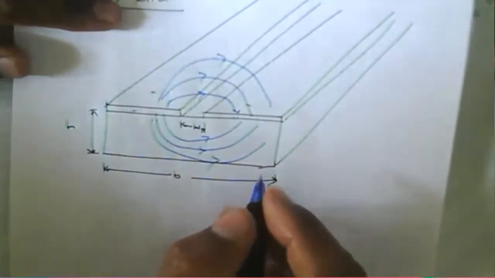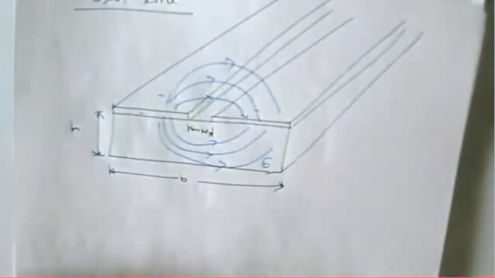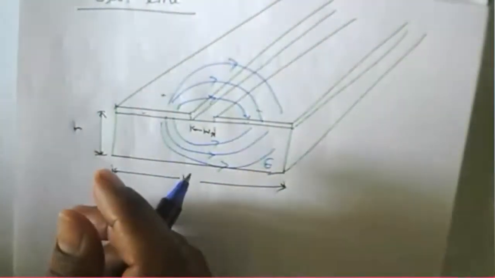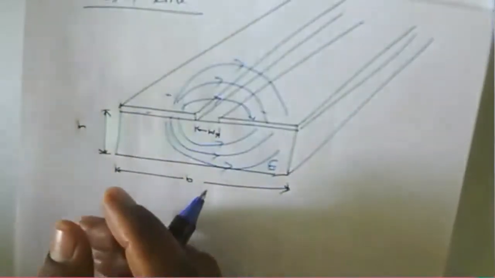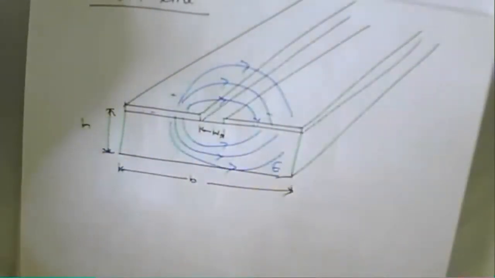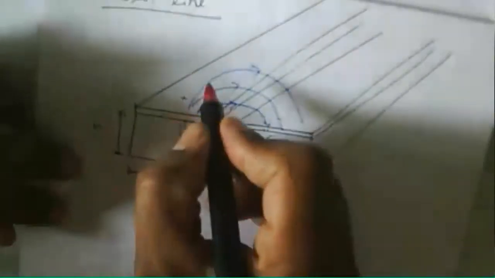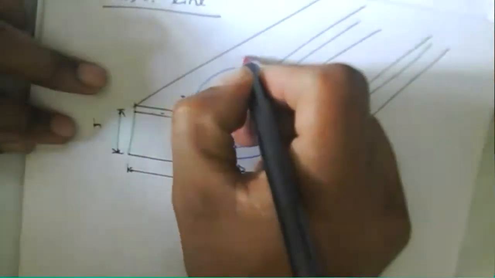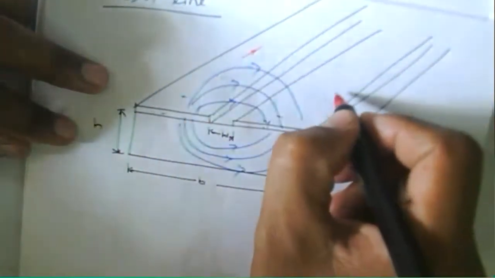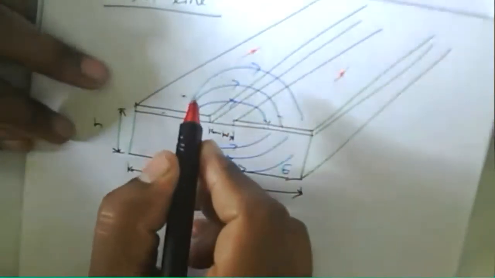In that case, our field distributions for this line will be likewise. It goes from the positive to the negative, so that is about a field distribution. You can say that this is the electric field distribution of the line here.